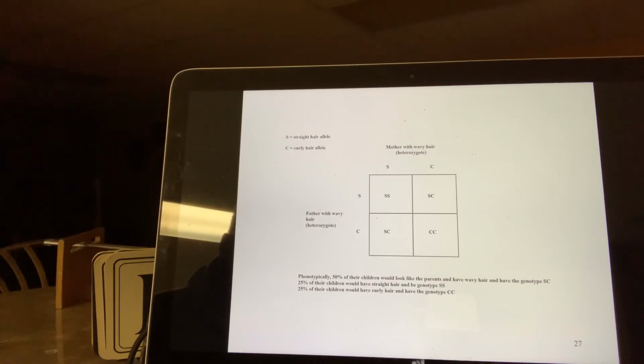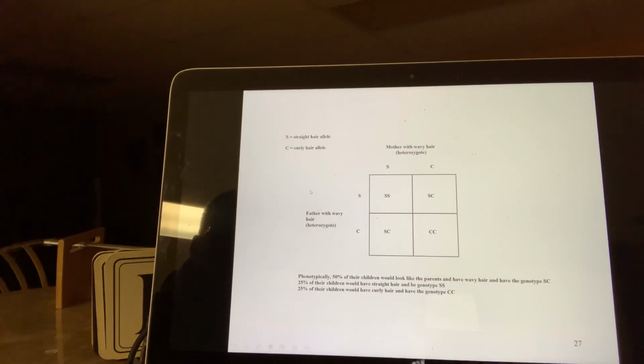So genotypically, you're going to get 50% having a heterozygous condition between the two alleles, 25% homozygous for straight hair, and they'll have straight hair, and 25% of the alleles are going to be homozygous for curly hair and have big C, big C.